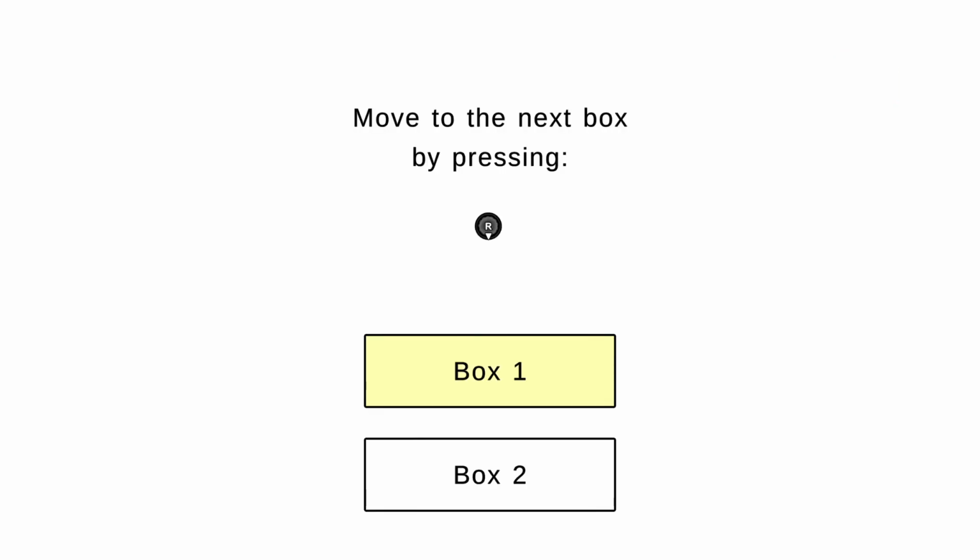Box 1. Move to the next box by pressing right stick down. Press A to select. Okay. Box 2. Move to the previous box by pressing right stick up. Box 1. Select a box by pressing A.